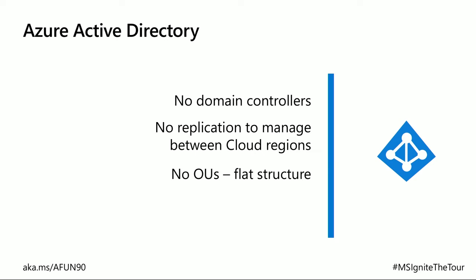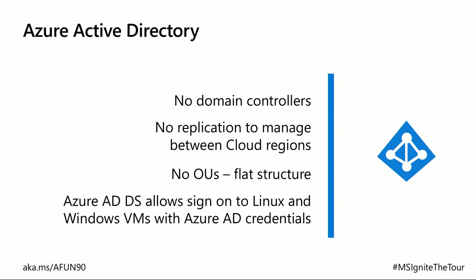And there are no organizational units. This is a flat structure. If you're used to Active Directory on-prem where you have everything tiered with OUs, there's none of that in Azure Active Directory. That's one of the biggest differences. We also have a product called Azure Active Directory Domain Services. That's a little different. I'm not going to go into it in a fundamentals session. You can go away and dig into it if you need it. But what Azure AD Domain Services does is it allows you to sign in to Linux and Windows virtual machines using Azure AD credentials.